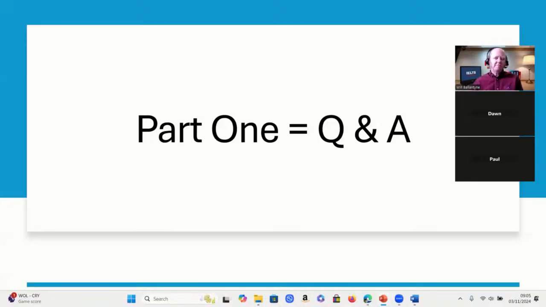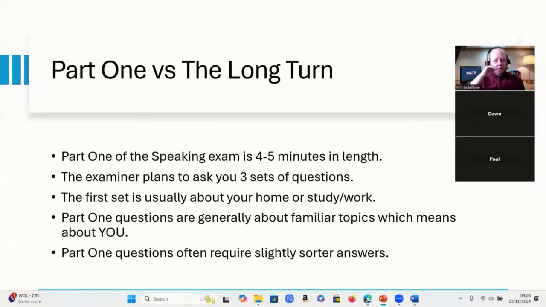And as I said, the first part is like a Q&A. That's what we call question and answer. I quickly ask you a question, you give me the answer. Then I ask you another question, you give me the answer. And that's part one. And as we talked about before, it's about 4 to 5 minutes in length. So he's got 3 sets of questions to ask you.